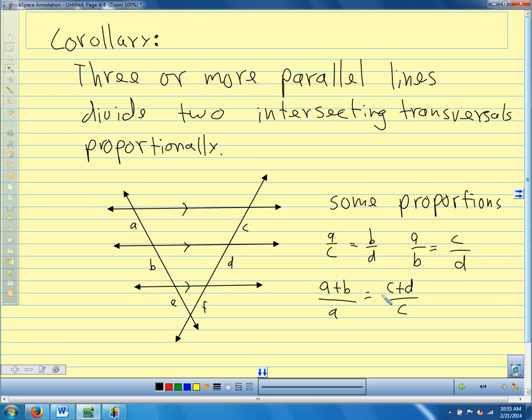So let's look at an example using this corollary. And we have one last little thing to talk about. So, questions on our corollary? All we're doing is taking our triangle and adding another parallel segment or several more parallel segments. The intersecting transversals guarantee that we're going to get a triangle in here.